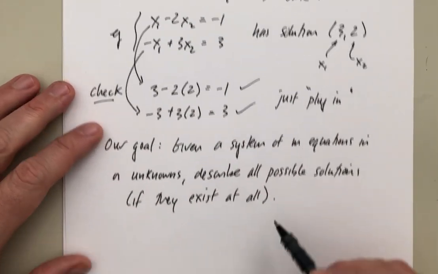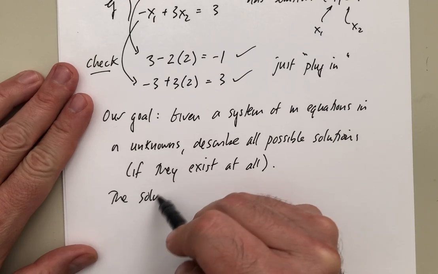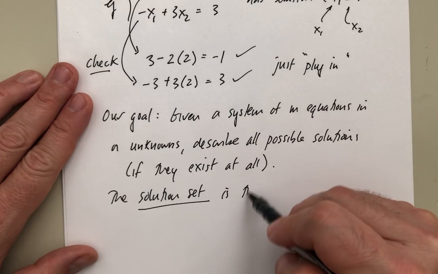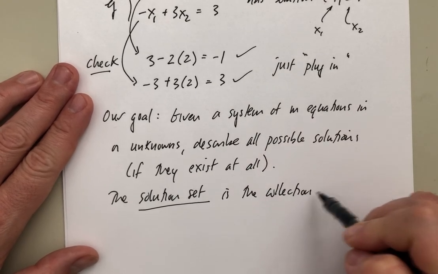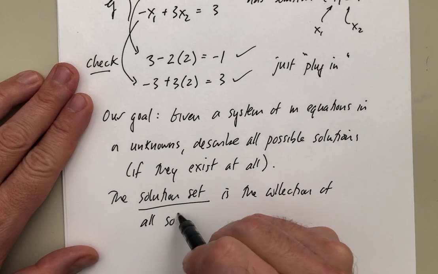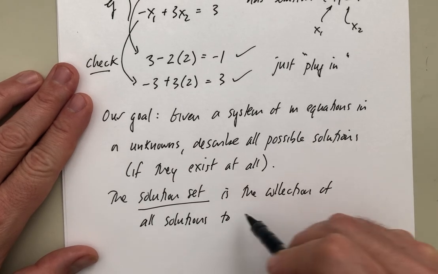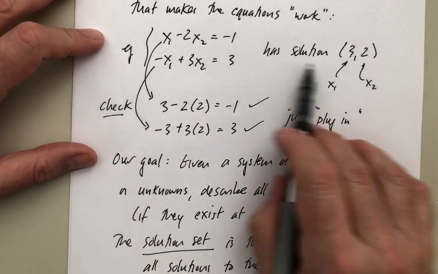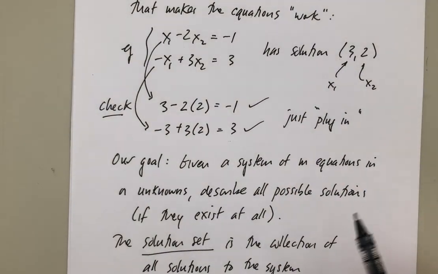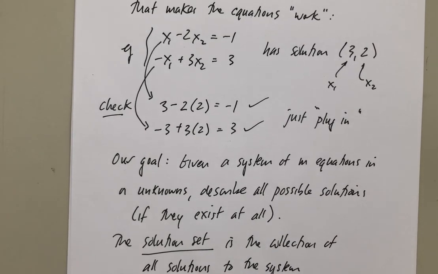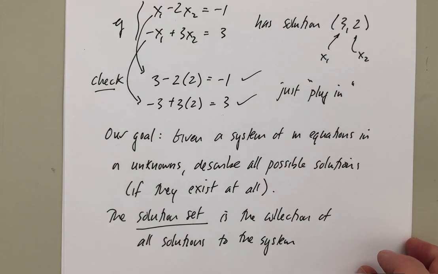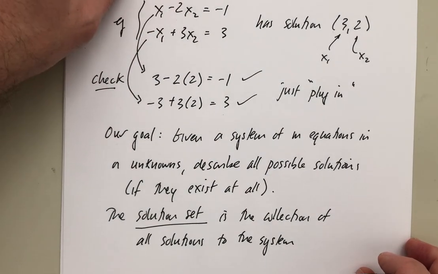One more piece of terminology here. The solution set of a system is the collection of all solutions to the system. So in this example, this system had this as a solution, but we don't know if there are others right now. Maybe (6, 1) is a solution. You can check that, it won't be, but at this point we don't know what the whole story is. So again, that's a brief introduction of what we're going to be studying.